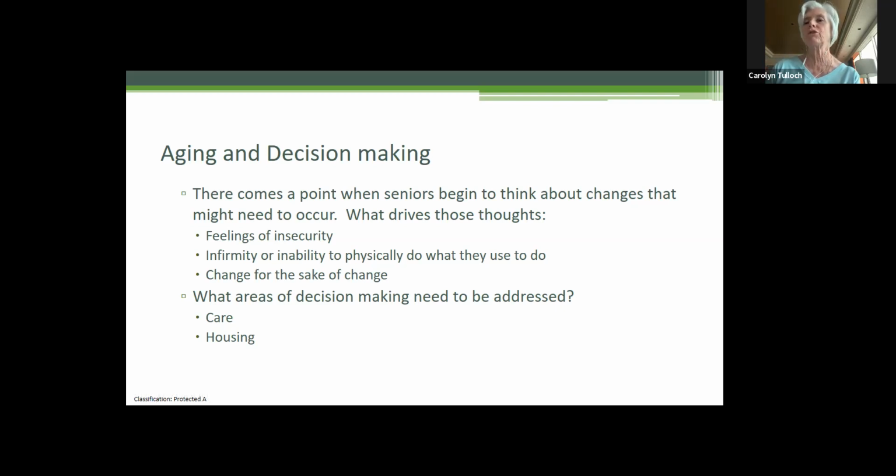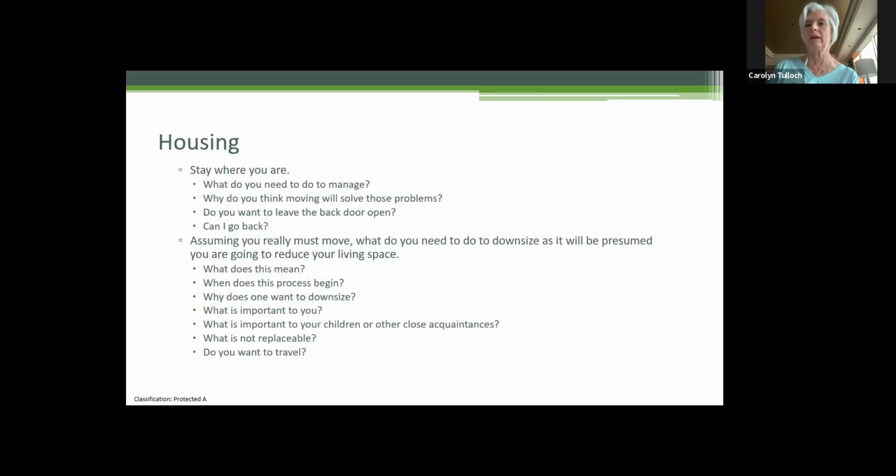So if in fact you're going to consider change, then the two things that I feel are uppermost in your mind are whether or not you need care and what kind of housing you are going to be moving into, or what your housing will look like. We go to the next slide.